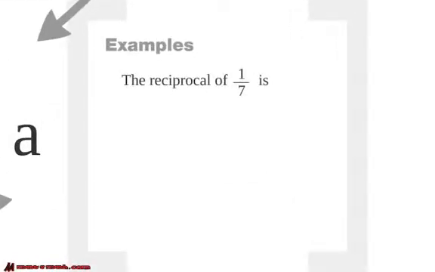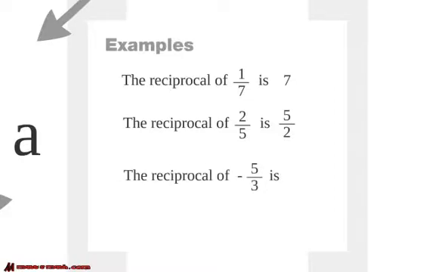All right, so here's some examples. The reciprocal of 1/7 is 7 over 1. Reciprocal of 2/5, 5/2. Reciprocal of -5/3. Now we haven't talked about negatives, but in order to get a positive answer, you just make the other one negative. So this one becomes -3/5.